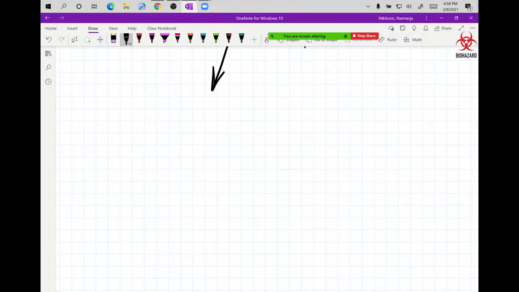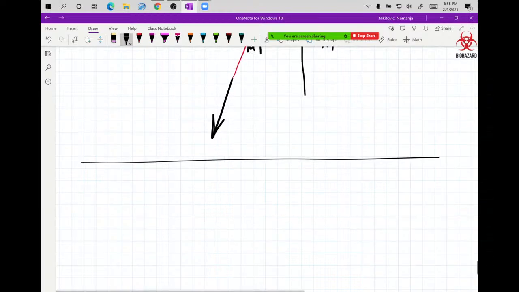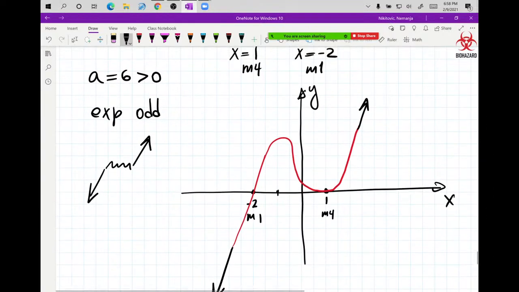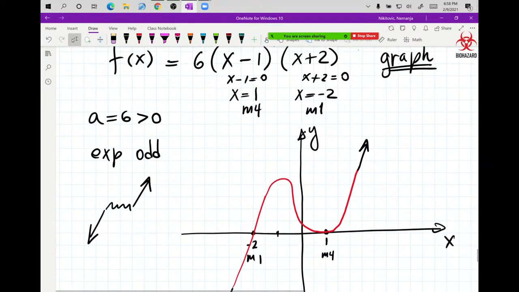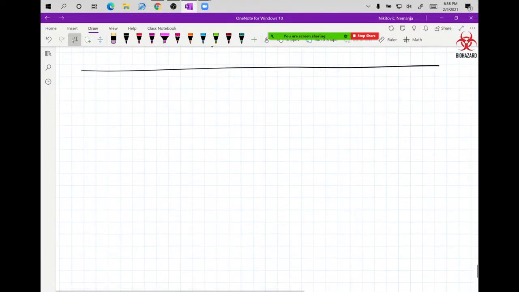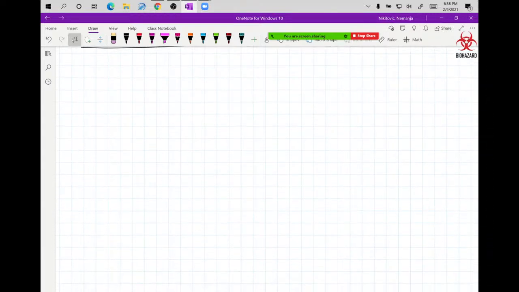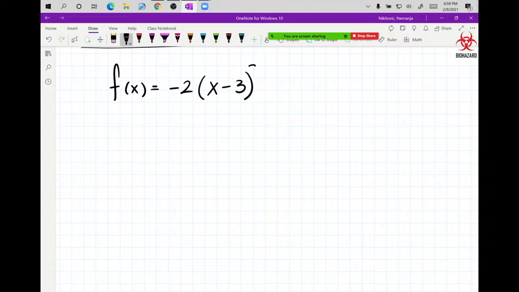Let's take a look at another example. So I'm going to ask you guys to graph another one of these. Say f of x is equal to negative 2 times (x minus 3) squared and (x plus 1) cubed. So let's see what you get in this case.